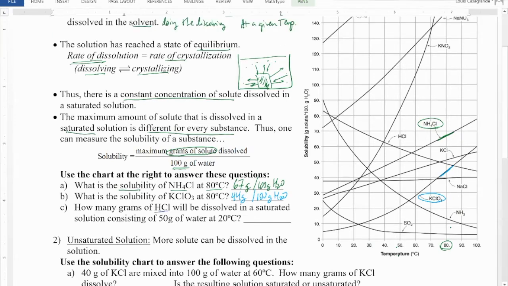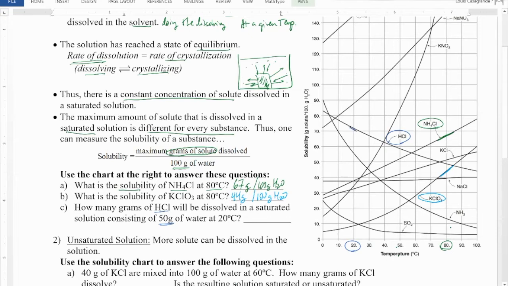HCl, hydrochloric acid, in water: will it be dissolved in a saturated solution containing 50 grams of water now, at 20 degrees C? Remember, we had 100 grams of water as our standard. So let's find our HCl right there, and 20 degrees right here.